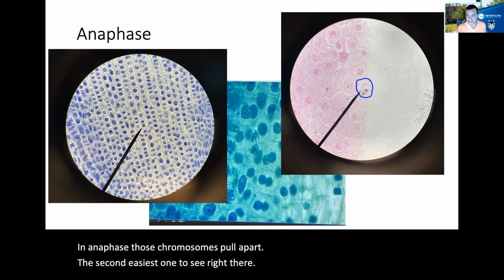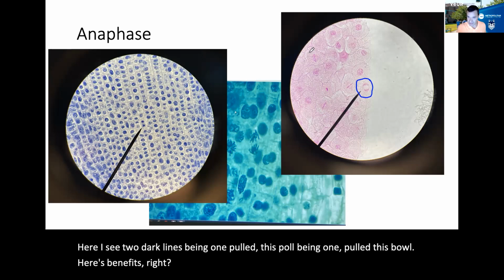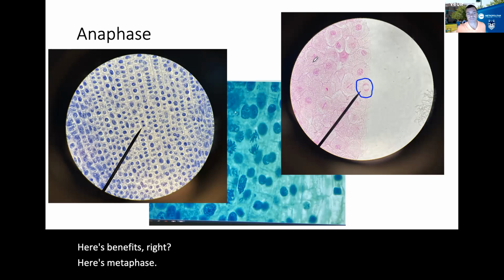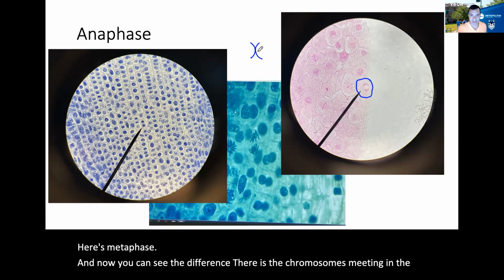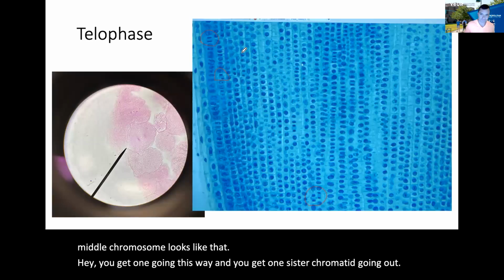Here I see two dark lines, one going to this pole and one going to that pole. Here's metaphase, right? Here's metaphase. Now you can see the difference. There are the chromosomes meeting in the middle. A chromosome looks like that. You get one sister chromatid going this way and one going that way.